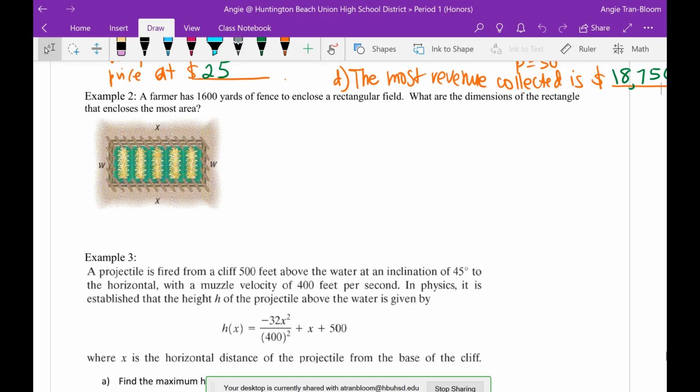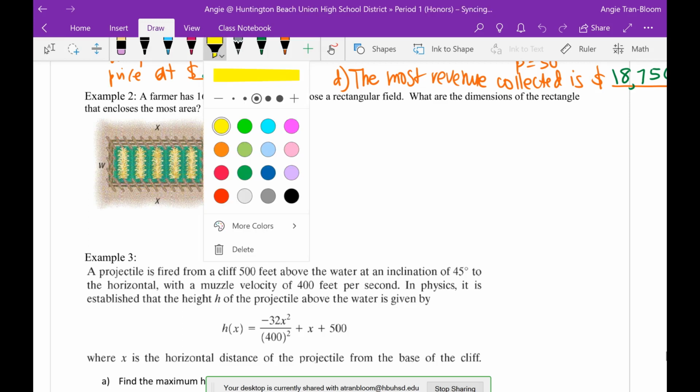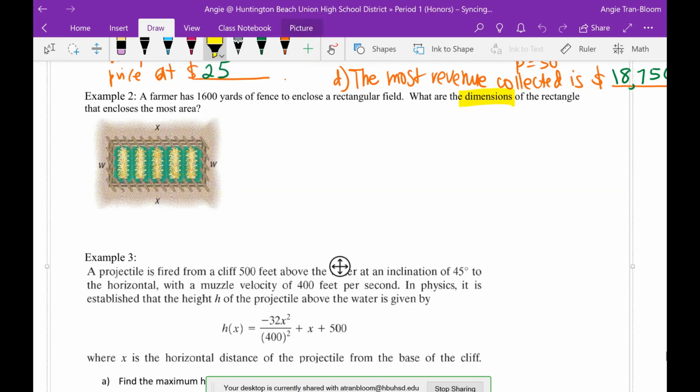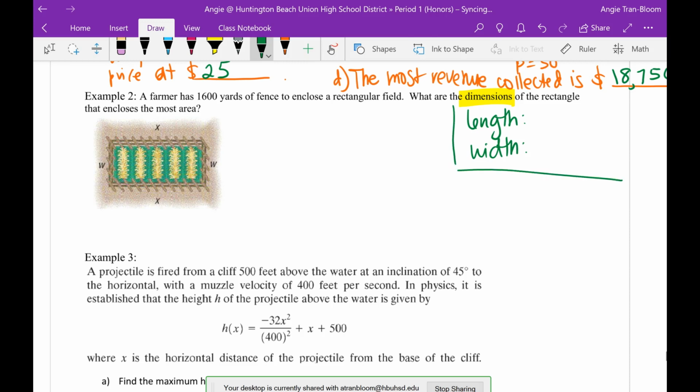So here we go. A farmer has 1,600 yards of fence to enclose a rectangular field. What are the dimensions of the rectangle that encloses the most area? So what am I looking for? The dimensions. Dimensions means what? Length and width. Yes, length and width. You're right. I'm going to box it up because I know that's what I will need to find in the end. So tell me how to execute this.